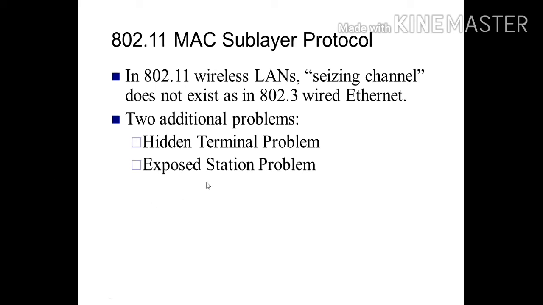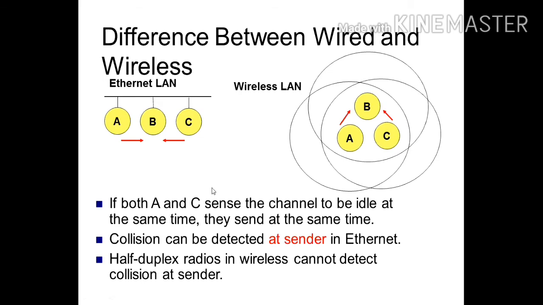Why is it so? Because there are two problems in wireless LAN. So what are those two problems? It's called the hidden terminal problem, and the next problem is called the exposed terminal problem.